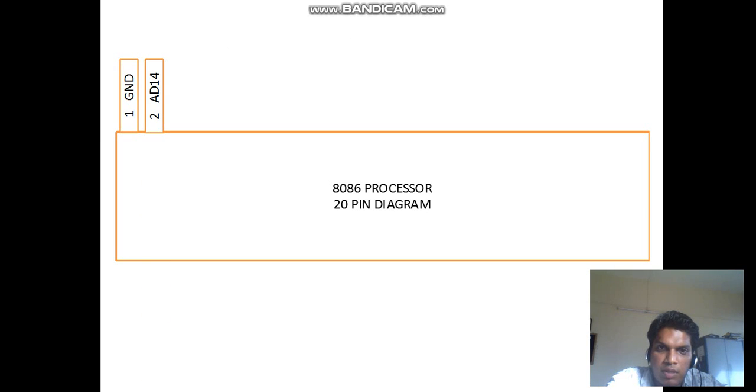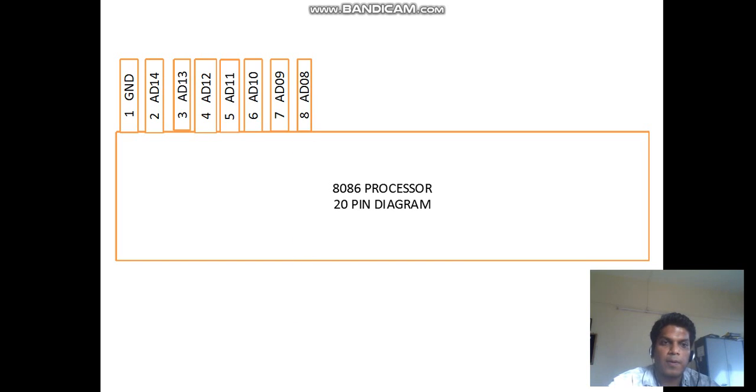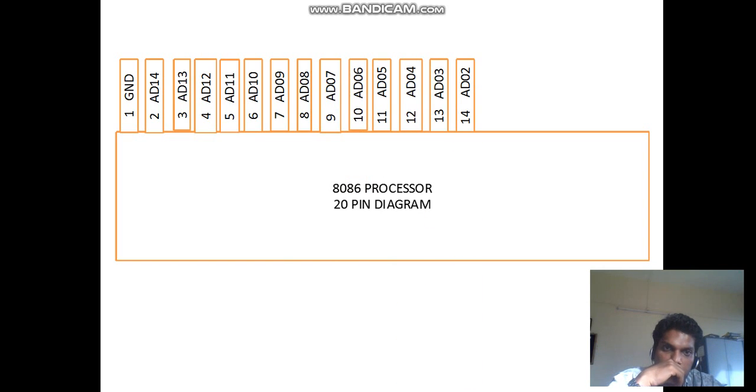This is the 40-pin diagram of 8086. All address, data bus, and control signals, all pins are covered in that pin diagram.